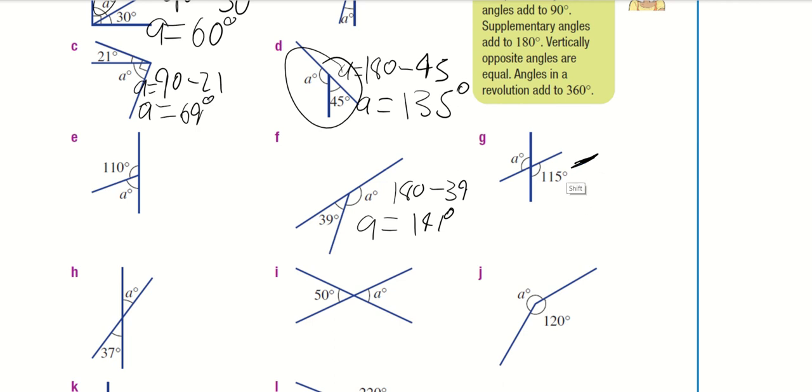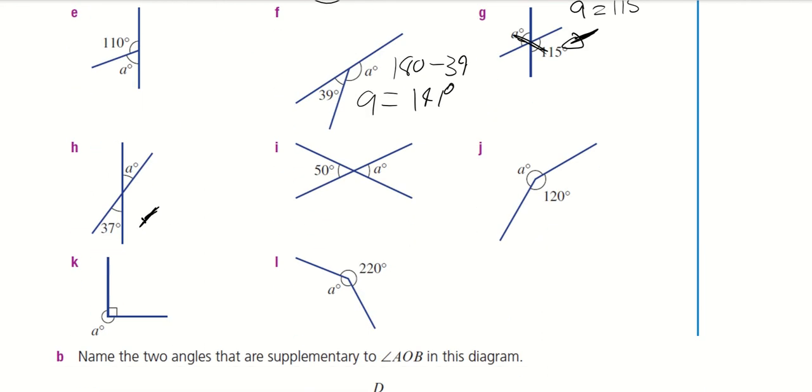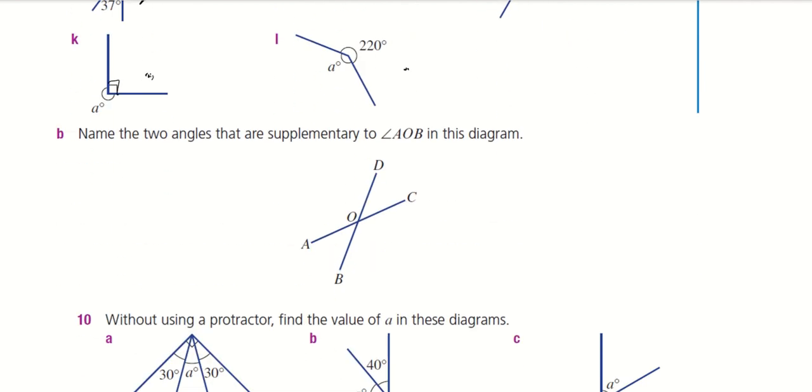There's not really any addition or anything to be done. They're just vertically opposite, so A equals 115 degrees. That's vertically opposite, that's vertically opposite. Okay, this is angles in revolution now, so that would be 360 minus 120 equals 240 degrees. So A equals 240 degrees. This is also angles in revolution, but it would be 360 minus 90 because that's the right angle. And this too, 360 minus 220.